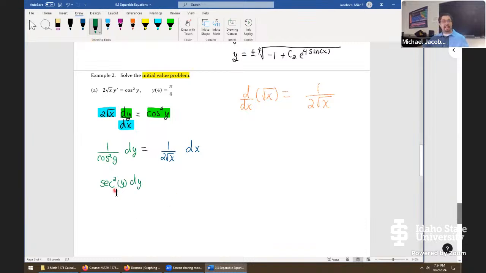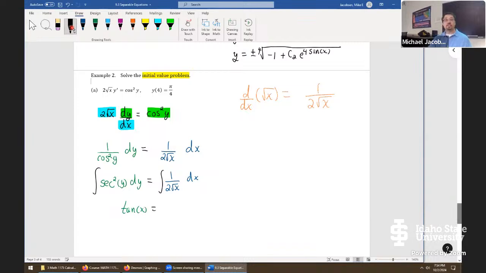Again, we like that because the antiderivative of secant squared, that's just a tangent function, equals 1 over 2 root x dx. Now we're well positioned to just integrate both sides of these. On the left-hand side, secant squared turns into just tangent x.